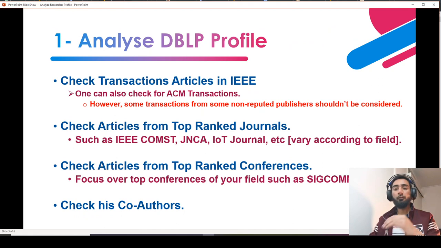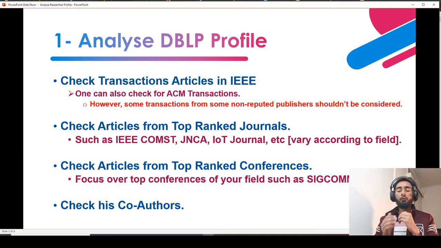First of all, what to check in a DBLP profile. DBLP is basically a database that actually shows where that researcher is regularly publishing. So first of all, the most important thing for a technical researcher is to check how many transaction articles he has and on which transactions he is publishing.